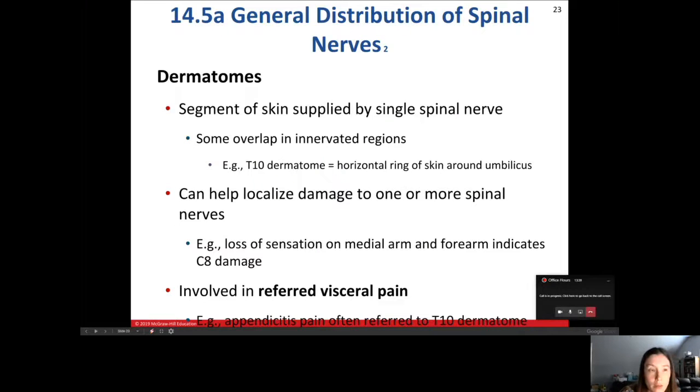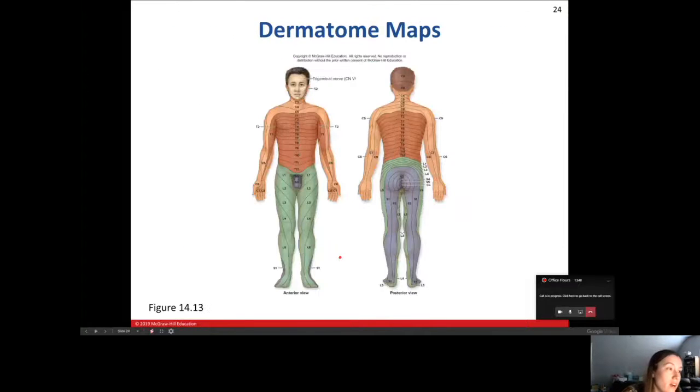This can help localize damage to one or more spinal nerves. So if you have loss of sensation to an area, so loss of sensation on the medial arm and forearm indicates C8 damage. So we can look here and say that the medial arm and the forearm right here is going to be innervated by C8. So you might say, oh, there's damage to C8 that way.